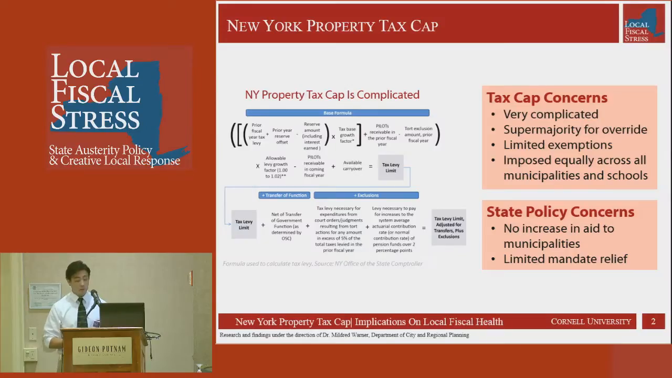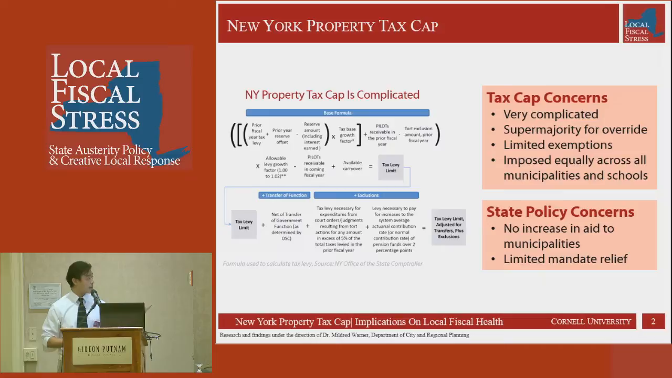So I'm sure you're all familiar with New York State's property tax cap. It was passed in 2011 and implemented in 2012 and was designed to control the future growth of property taxes in local government, excluding New York City, by limiting the tax levy growth to the lesser of 2% or inflation. It's still fairly new, so the long-term implications have yet to be realized. However, there's much concern over the stringent nature of the policy.